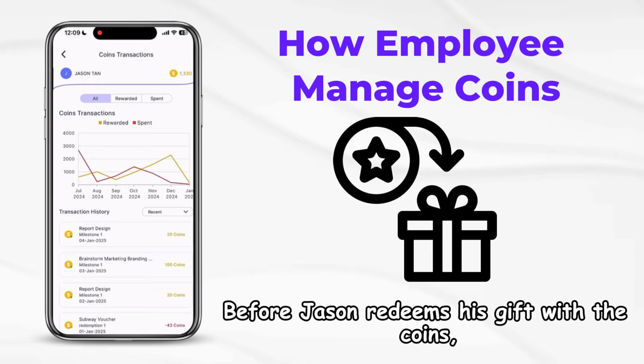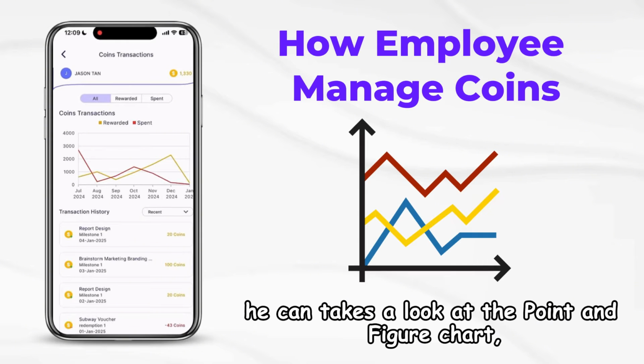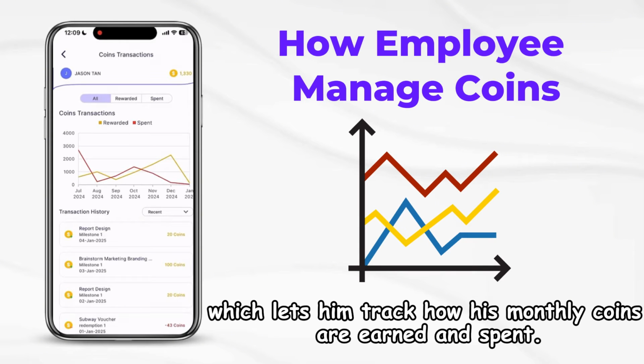Before Jason redeems his gift with the coins, he can take a look at the point and figure chart, which lets him track how his monthly coins are earned and spent.